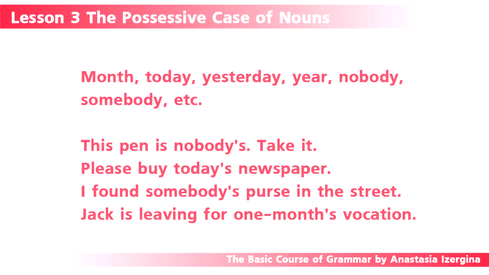Nouns which indicate a period of time, as well as some adverbs, can be used in the possessive case as well. Those are words such as once, year, today, yesterday, somebody, nobody, and some others. Let's see the examples. This pen is nobody's. Take it. Please buy today's newspaper. I found somebody's purse in the street. Jack is leaving for one month's vacation.